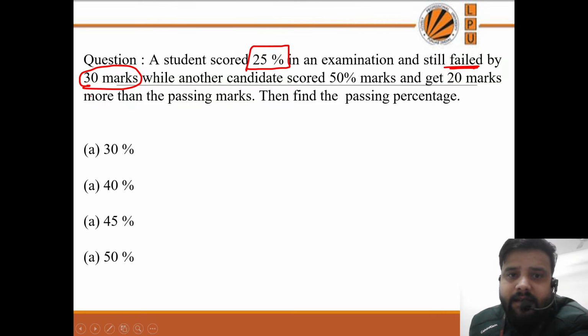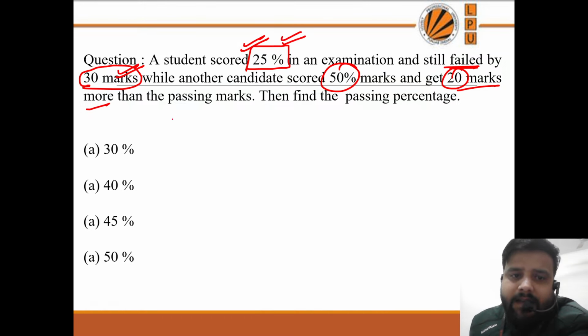How you should comprehend this statement is, if the student gets 30 more than whatever he got, he will arrive at passing marks. Now the second is scoring 50% and is getting 20 marks extra. So when you subtract 20 marks from this person's marks, you will arrive at passing marks. So from both cases you can take passing marks. You can equate passing marks.